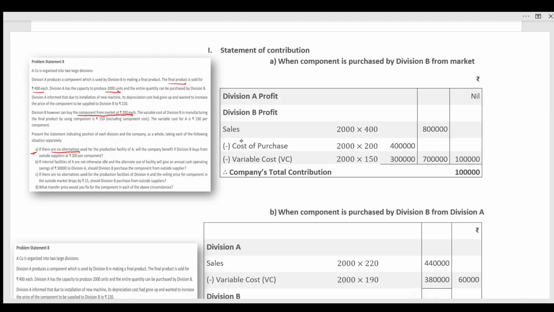Next, the variable cost incurred to make the final product, as you can see in the question, is 150 for division B. So 150 into 2000, you get this much. From sales, if you deduct the cost, you get the profit. Then you can total it.